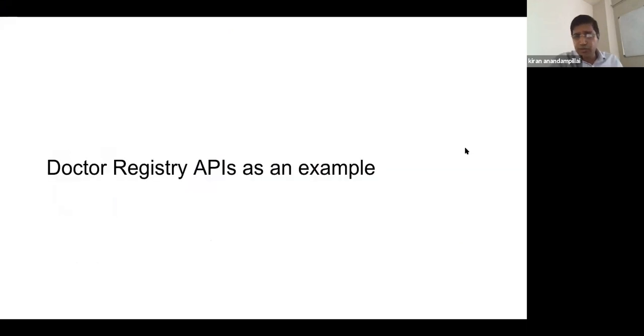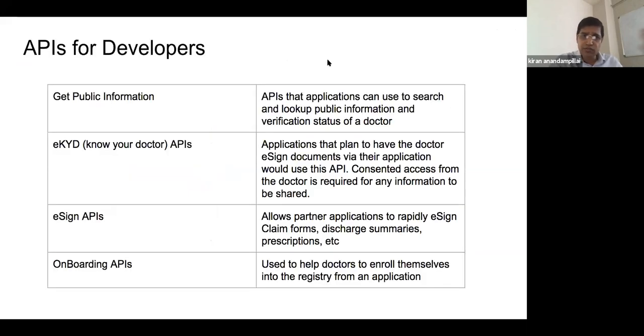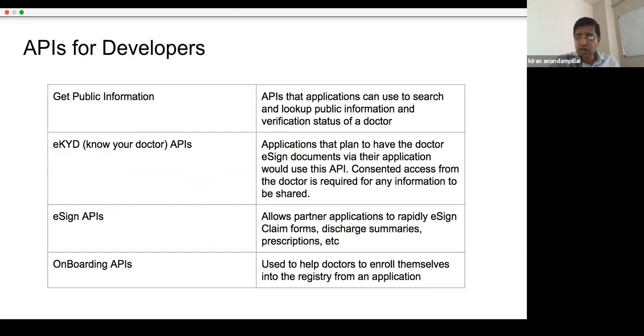So I'm just going to use some of the APIs as an example. We don't yet have the APIs for the doctor registry in public, and from Sharad, I understand that we are looking for something in early June for that to be put out for feedback. But some examples of APIs that we expect the doctor registry would have would be, for example, as simple as get public information. Every registry is going to have certain information that is public, and you would have APIs that would help you quickly and rapidly look up that, including say the verification status of that record.